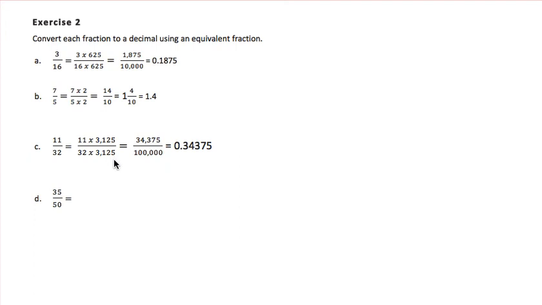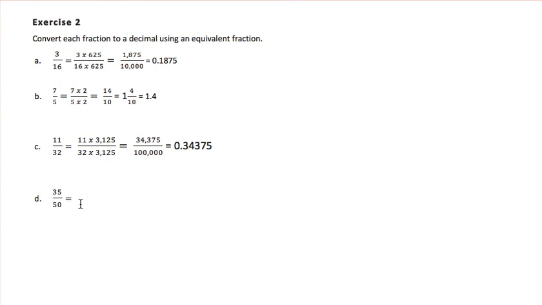Remember, in lesson 14, we'll have a little more efficient way to work with that. And 11 times 3,125 is 34,375. Looking at this number, remember the last digit in our numerator must be in the place value position of your denominator. So our 5 will need to be in the 100,000 place value. Tenths, hundredths, thousandths, 10,000ths, 100,000ths.